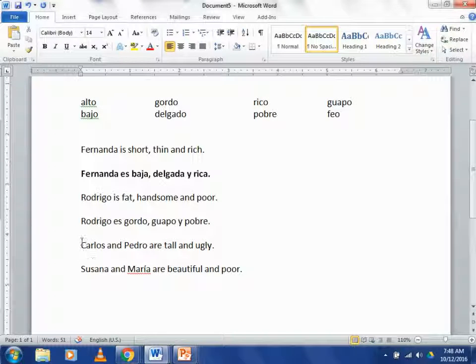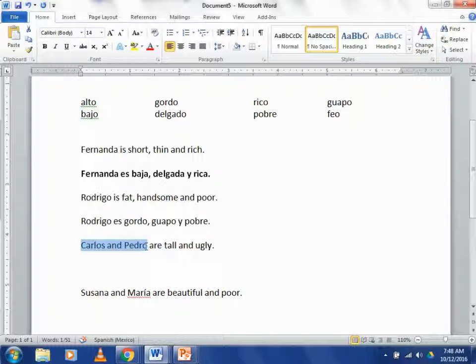However, when we get to Carlos and Pedro, we are going to have to make some adjustments. They are male, and this is the male form, but there are 2 of them. So this would be a plural sentence. Carlos y Pedro son. Okay, I look, where's tall? It's alto, but I'm talking about 2 men, and in Spanish, adjectives have to agree with who you're describing, so it's altos. Y feo is ugly, feos.